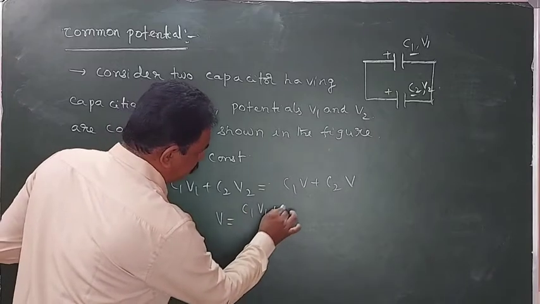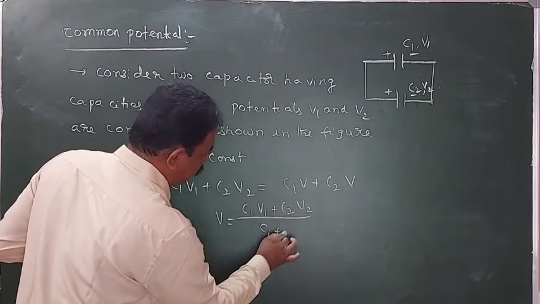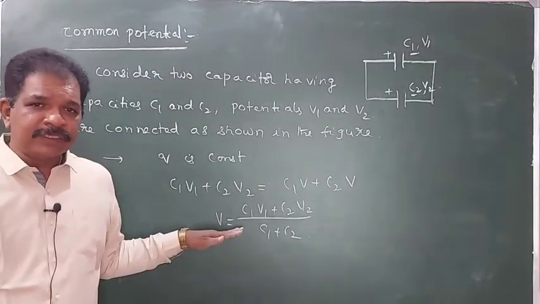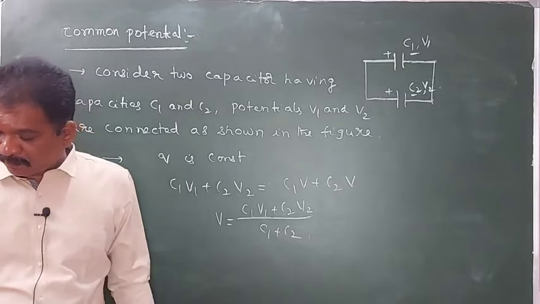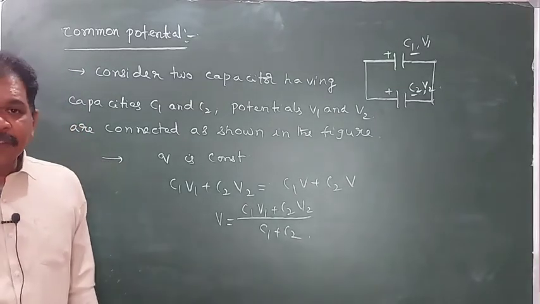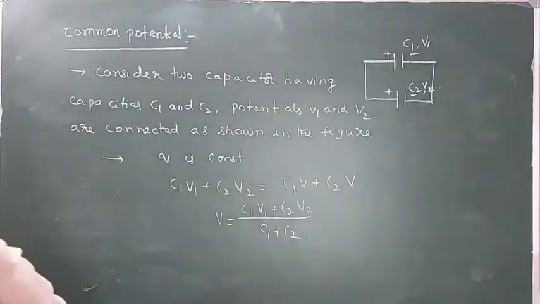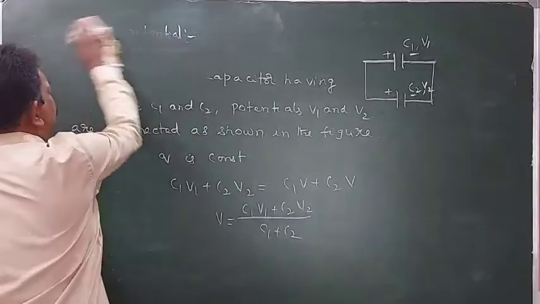V value is equal to C1 V1 plus C2 V2 by C1 plus C2. So this is the formula for common potential. In this case, they will ask to calculate the loss of energy. How much energy will be lost? Like that, questions will be there.